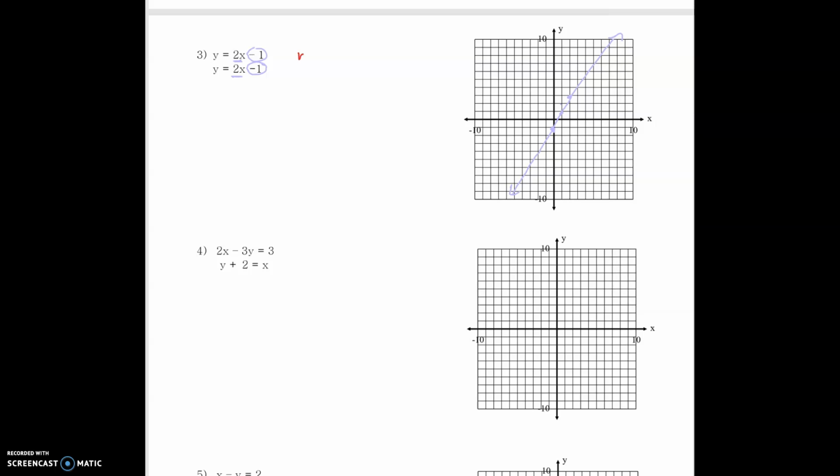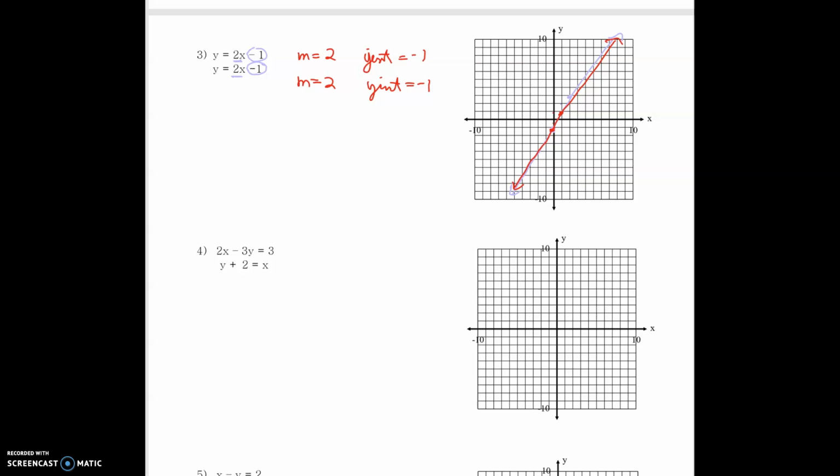Okay, so I didn't write this down, sorry. Slope is 2, y-intercept is -1. So I'm going to do the same thing. Go to -1, go up 1, 2 to the right 1. Okay, so then what do we find? It's the exact same line.